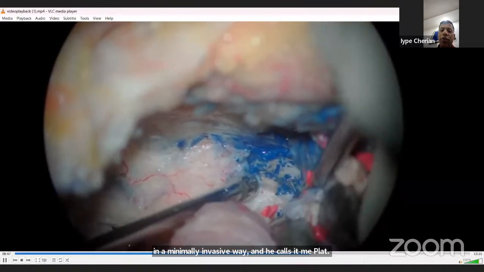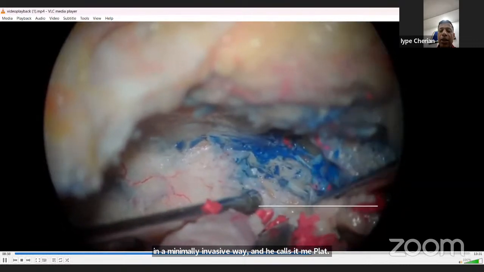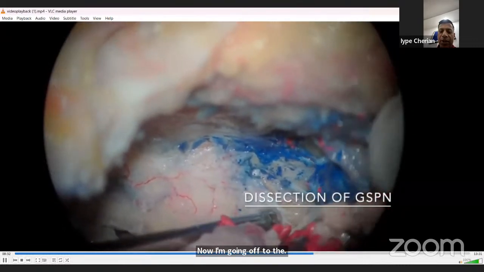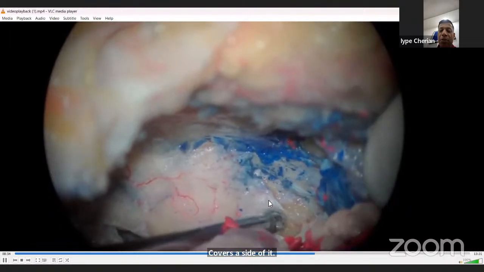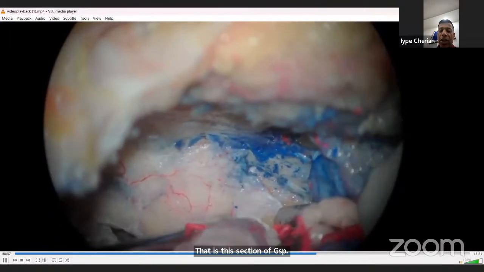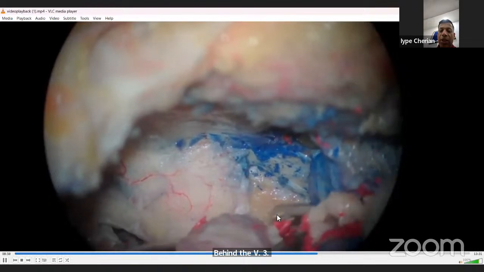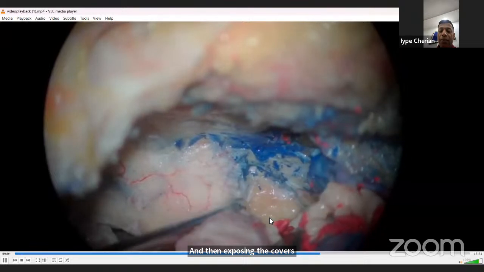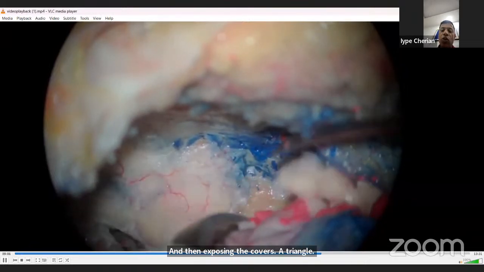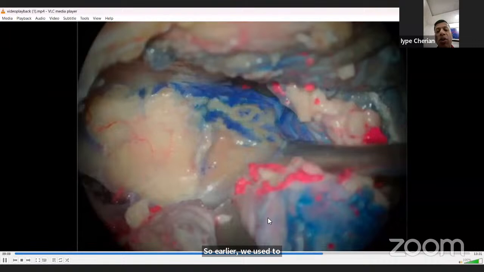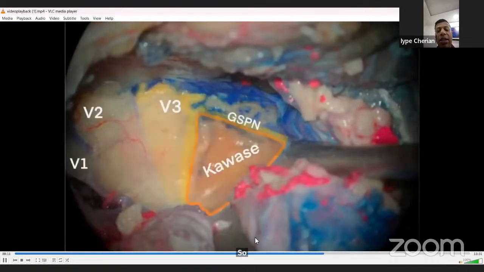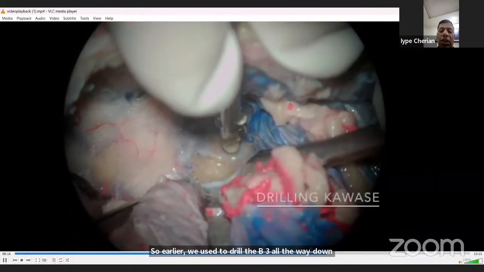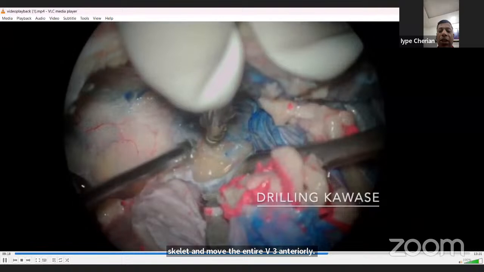Now I'm going off to the Kawase side of it. That is dissection of GSPN behind the V3, and then exposing the Kawase triangle. So earlier we used to drill the V3 all the way down, skeletonize it, and move the entire V3 anteriorly. That is in case of expanded Kawase, but this is beyond the scope of this talk.